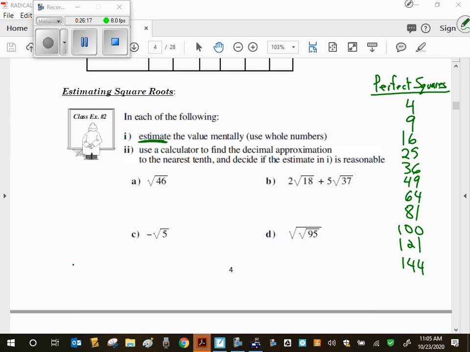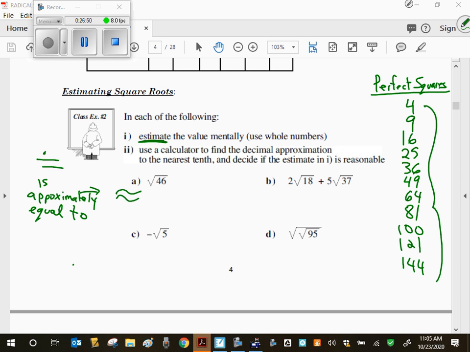If I say estimate, you use a wave equal sign. This means is approximately equal to, and it means that you're estimating. Some people use this. I don't care. I'm going to use wave equal sign, but you have to put wave equal sign every time you do an estimate question to show that it's not an exact answer, it's an estimate answer. And then you look for the number closest to 46. What number is closest to 46?